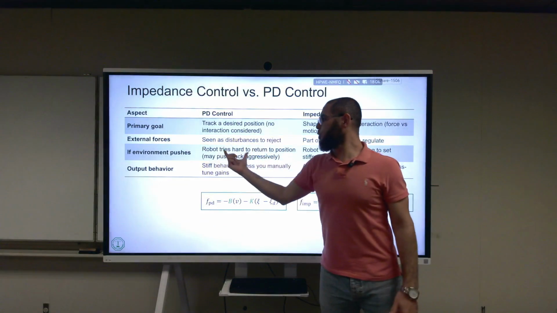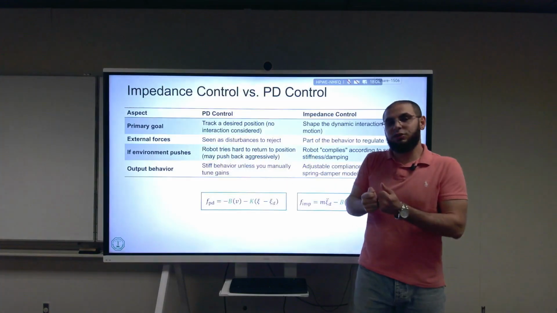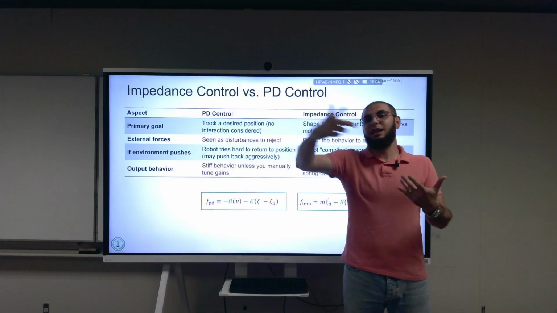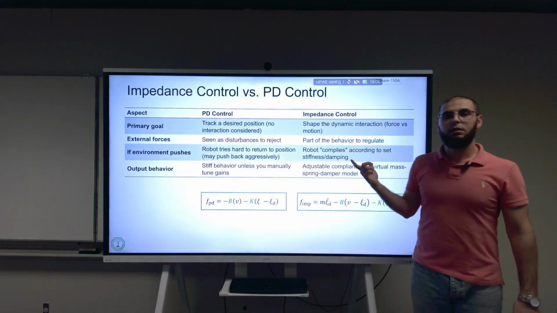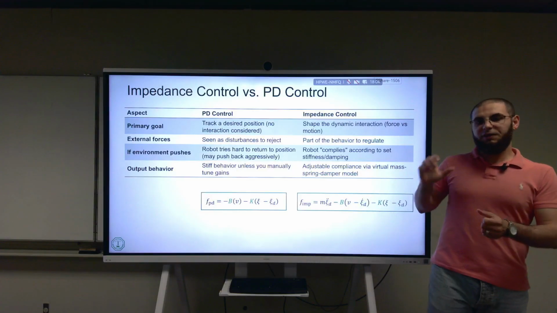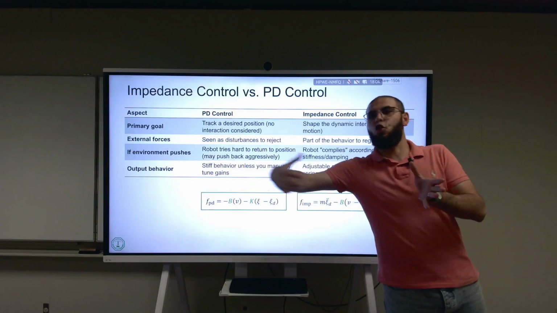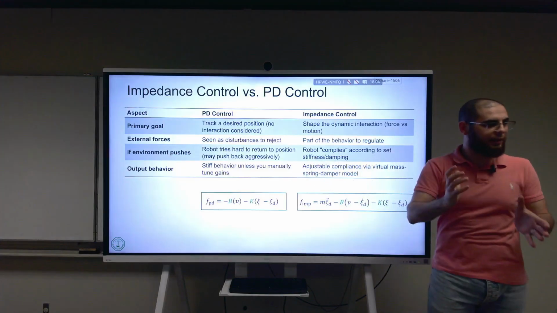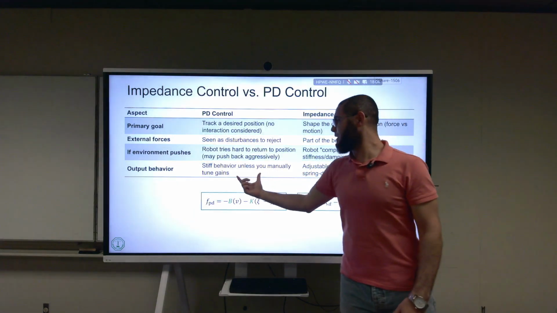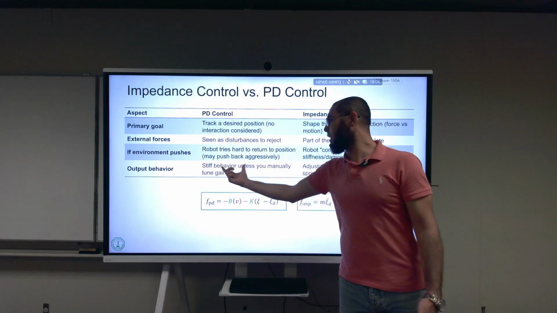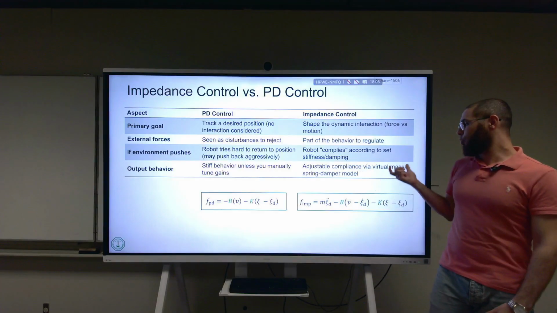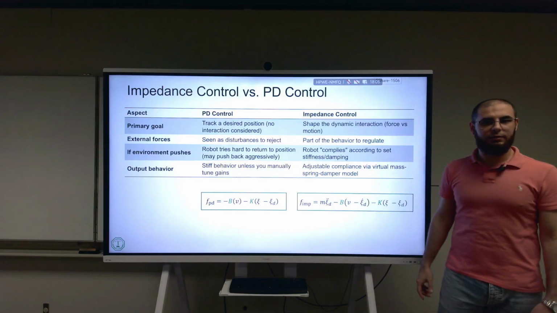So if the environment pushes on a PD controller, the robot will try to go as hard as possible, very aggressively, because it's designed so that it tracks the trajectory very fast. While here, you can design the robot to comply as you wish. I can make the robot, if I push on it, not push back. I need it just to go with me. And then when I remove my hand, it would go back. So compliance here is the key word. And the output behavior is that unless you manually tune the gains, you're going to get a very stiff behavior because this is what you want to do. But here you can play around with the compliance through this virtual mass and spring and damper that we added.